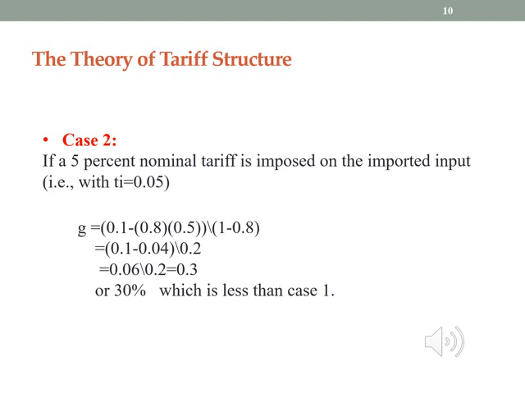So now we have a new G, which is equal to 30%. This is less than the previous G, the previous effective rate of protection, which was 50%. So we can conclude that as we increase the nominal tariff rate imposed on the imports of our inputs, the rate of effective protection would decrease. But as you can see, it is still higher than the nominal tariff rate imposed on the final product of 10%.